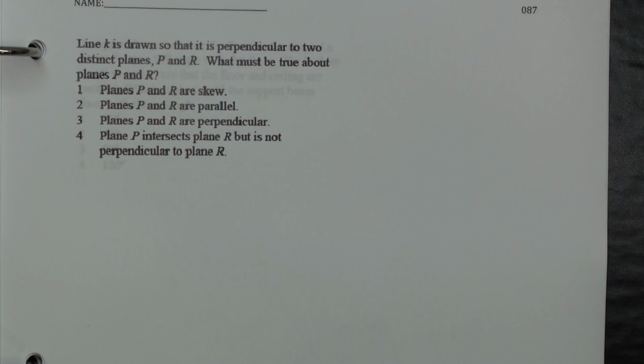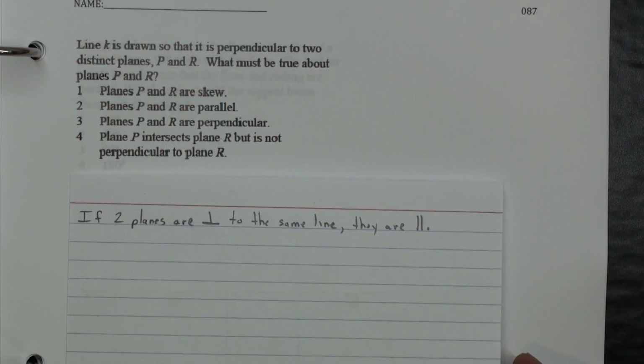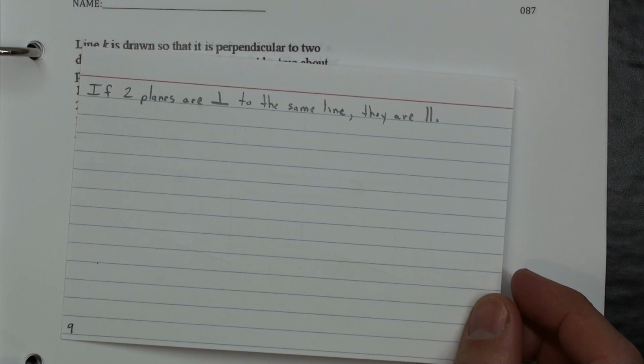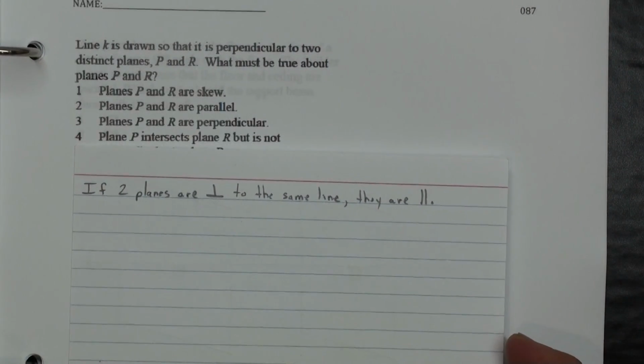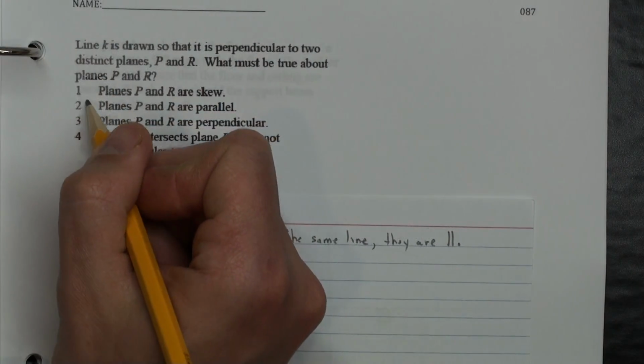87 has to do with card 9. Line K is drawn so that it is perpendicular to two distinct planes, P and R. What must be true about planes P and R? If two planes are perpendicular to the same line, they are parallel. Okay? So planes P and R are parallel.